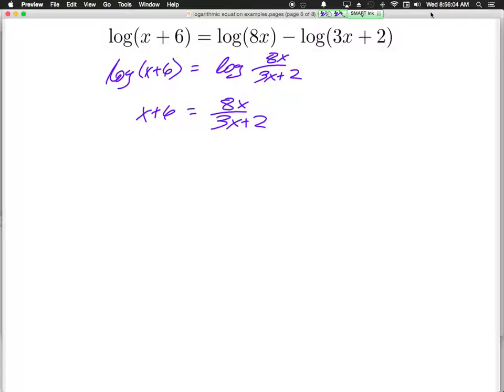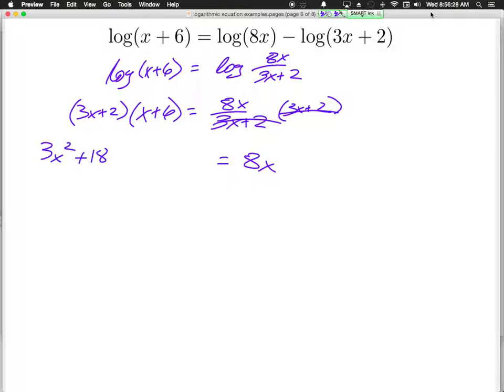Subtract 6. No. Multiply both sides by 3x plus 2 is what I want to do. So 3x plus 2 over here, and 3x plus 2 over here. On this side, it cancels it out. Leaves me with 8x. What do I have to do on the left? Pull it out. Good. So that gives me 3x squared plus 18x plus 2x plus 12.